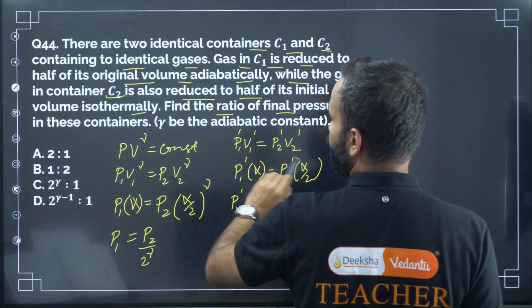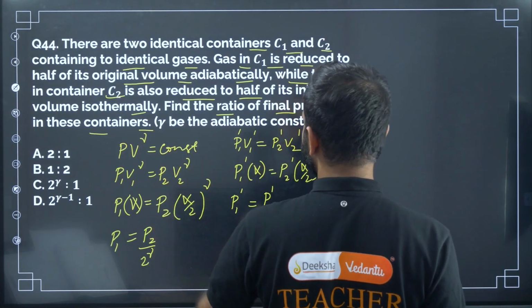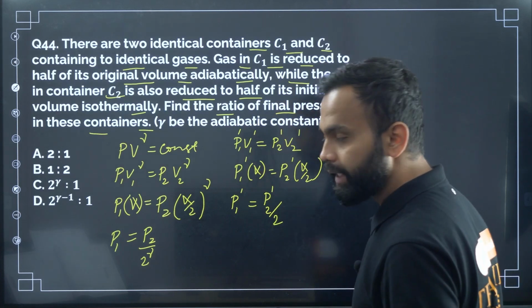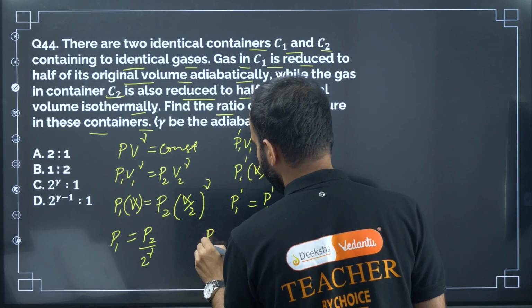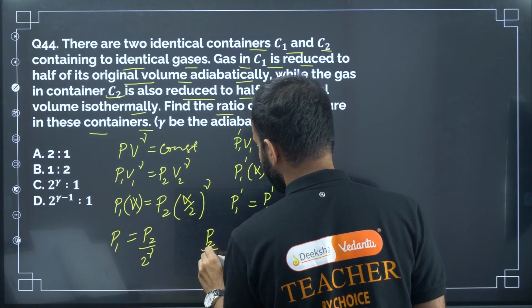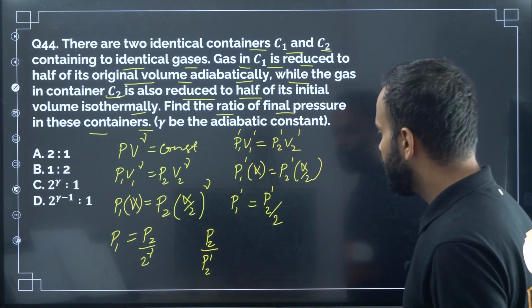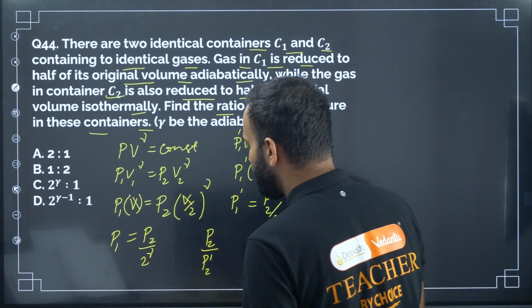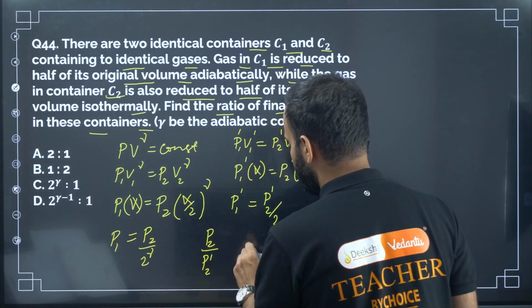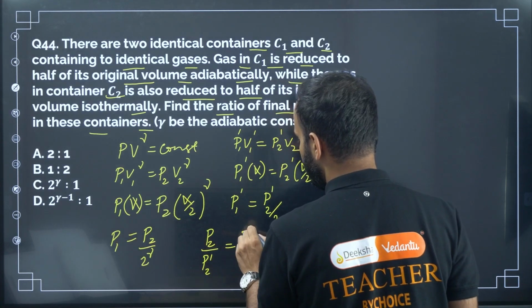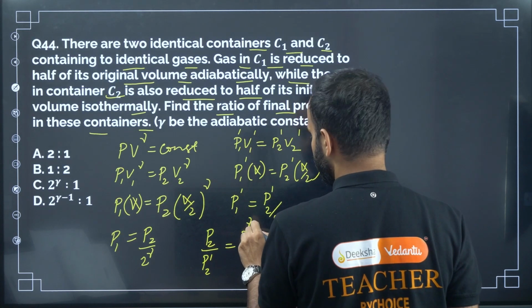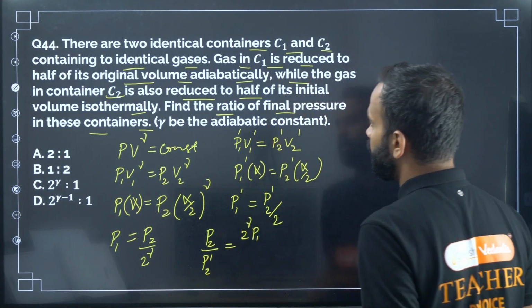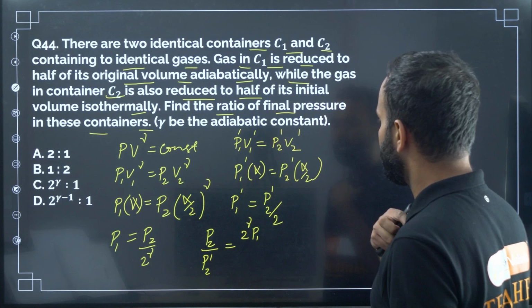So find the ratio of final pressure in these containers. We need to find the ratio of the final pressure in these two containers, that is P2 divided by P2 dash. Now P2 is 2 to the power gamma into P1, right?